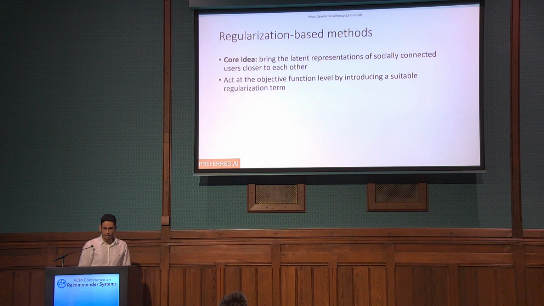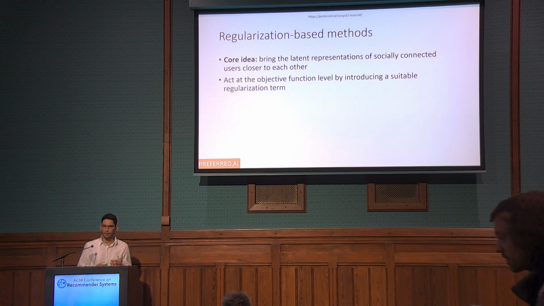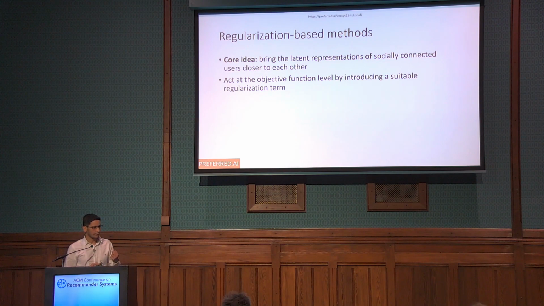Okay, now let's visit the second family. So a lot of methods actually, here we have seen two examples for the previous family, but a lot of methods actually can be fit into this family. They are just using different models to learn from ratings and to learn from the social signals, but it's always the same principle. Now the second type of method, the core idea here is to bring closer. So remember this notion of having user and item representations. Here the objective is to say users who are socially connected should have a representation that are close in the latent space. And one way we can achieve this objective is by acting at the objective function level.